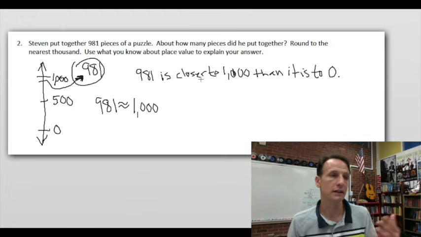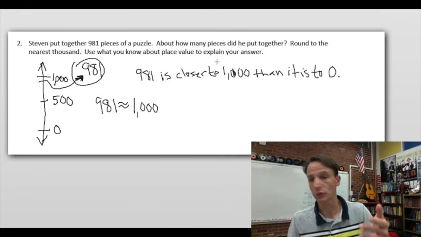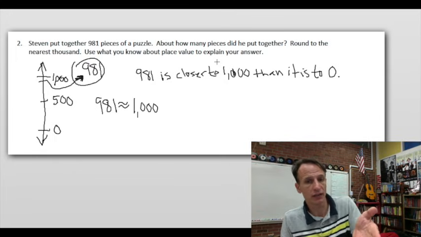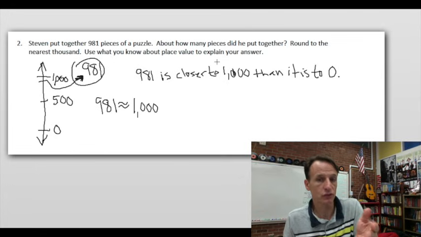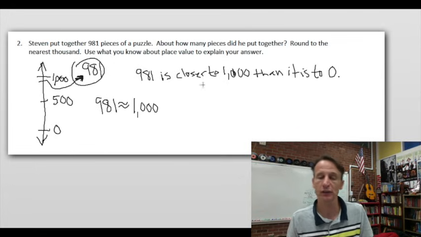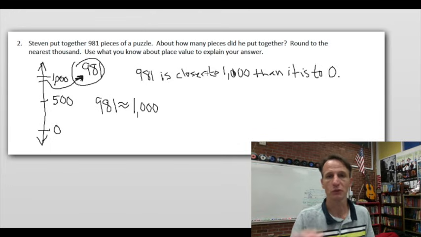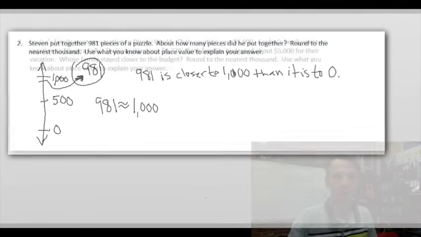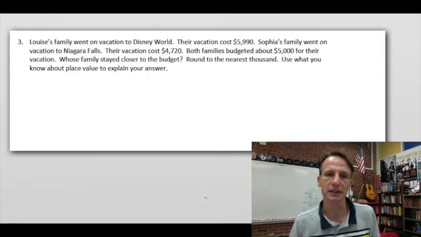You could say that 900s, that 100 more would be 1,000. You could look at, well, it's 900s and 8 tens, so just less than 2 tens more would get us to 1,000. Many ways to explain this, but that works. So we read, we drew, we wrote, we're done. Moving on.